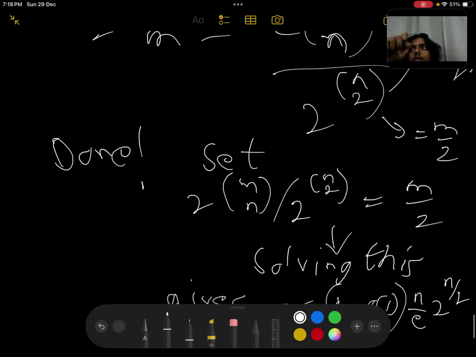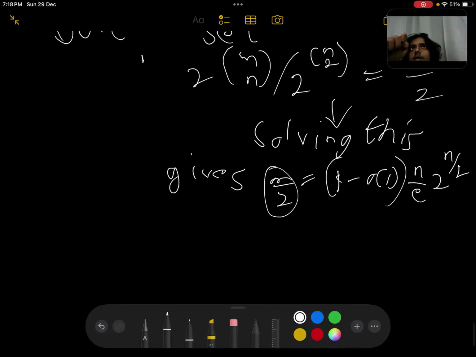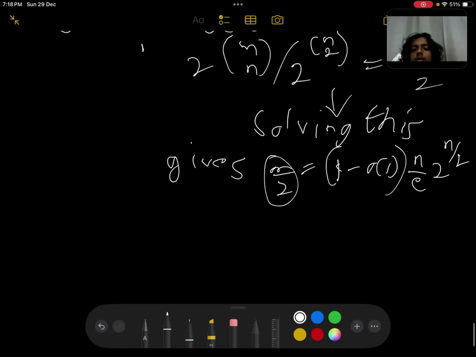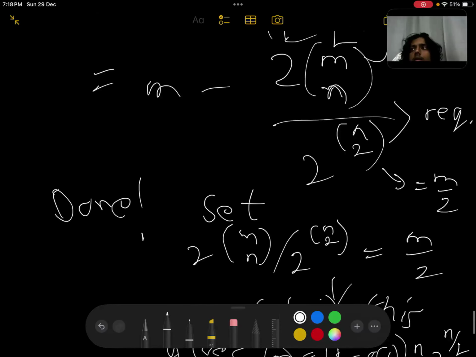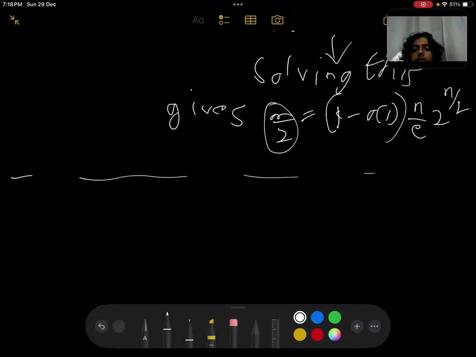Because the number of vertices left is m by 2, so the number that we want is actually m by 2. Solving this gives this quantity. Exercise to do, solve this yourself. That is fine. But what we learned here is the second main step, which is alteration.